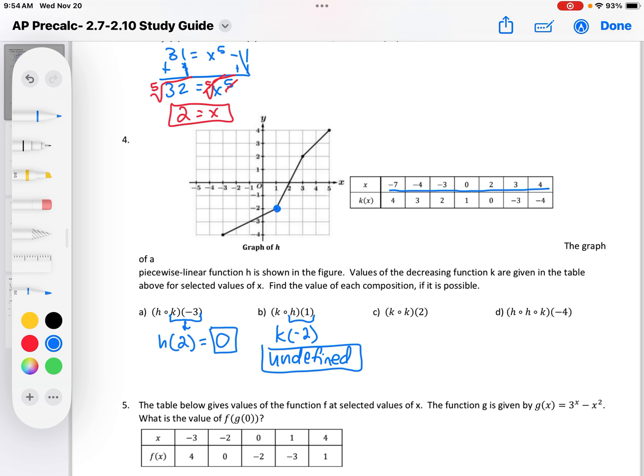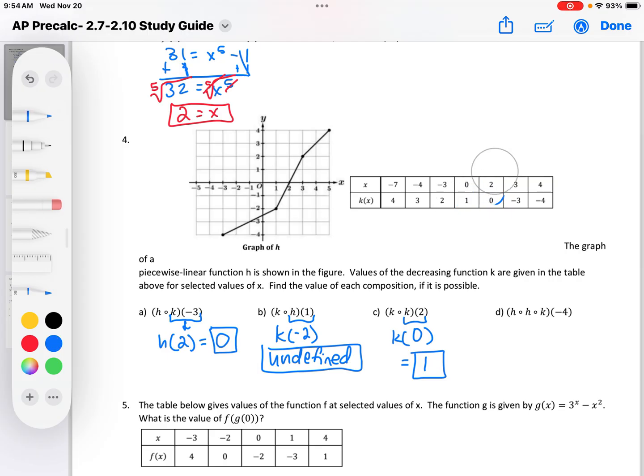Next one, k of h of 2. Let me erase what I've drawn. H of 2, I can see on my graph, that has a value of 0. So then I find k of 0, which has an output of 1.